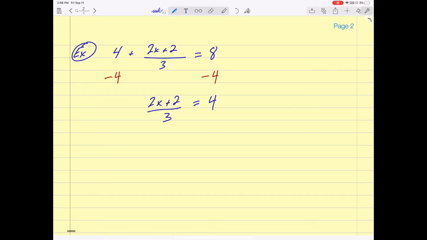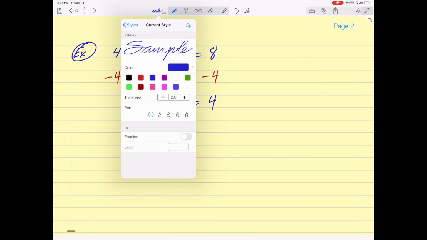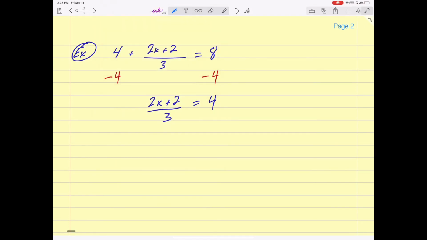over 3. Just like the last problem, that 3 in the denominator means the whole left side is divided by 3, so 2x plus 2 divided by 3. We need to multiply by 3 to clear it out. So we're going to put these in parentheses and multiply by 3. Just like the last example, this side is going to be 12. On the left side, these 3's just cancel. Don't distribute them, because then you're going to create a lot of work that you have to undo anyway.